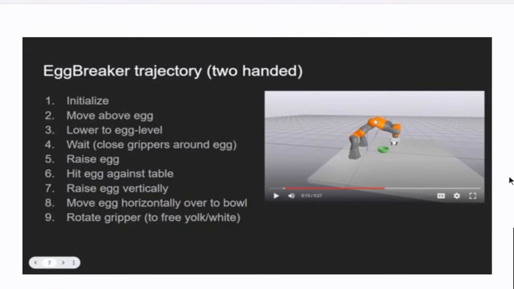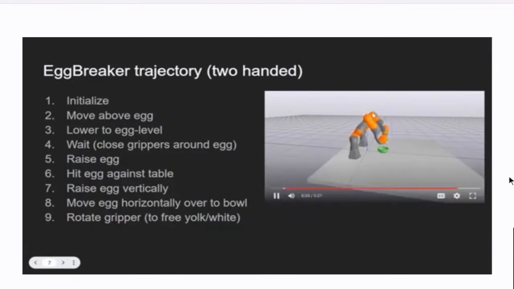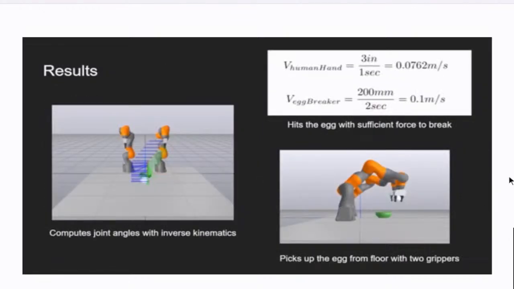Then we're raising the egg up above where the egg is initially located. Then bring it back down to hit the egg against the table, raise the egg up again, and then move over the top of the bowl so you don't crash into the bowl, and then rotate the grippers to free the yolk and the egg whites. We've successfully commanded the trajectories and picked up the egg with both grippers simultaneously.